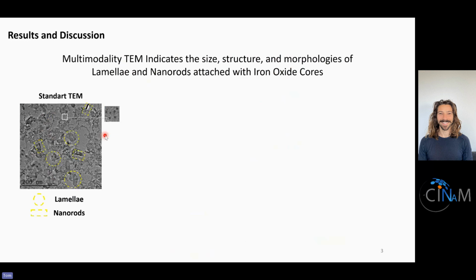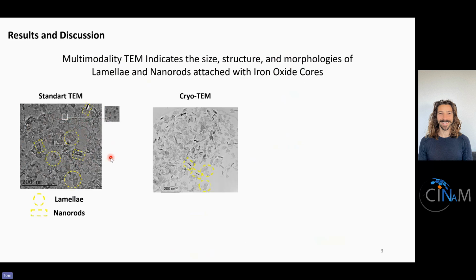First we performed standard TEM, and we observed two populations in the sample. As you can see in the right circle, we have a lamellar structure in most of the places. But we also observe a few nanorods that you can see in the squares, here and here. And in standard TEM, we also observed some iron oxide cores that were dispersed all around the sample. So this was the first observation we made with standard TEM.